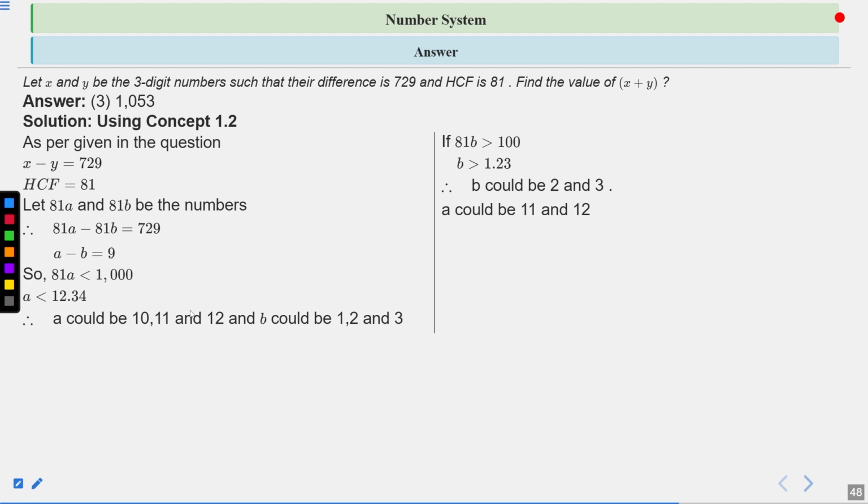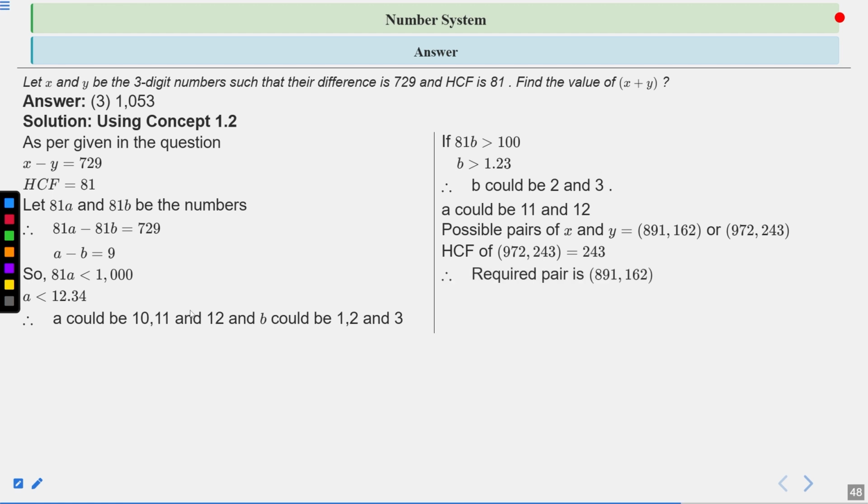Now a could be 11 and 12, and the possible pairs of x and y become 891 and 162, or 972 and 243. The HCF of 972 and 243 becomes 243, which is 4 times, so the required pair is 891 and 162. So the sum of these two numbers, x plus y, is 891 plus 162, which equals 1053. So the third option is the correct answer of this question. Next one.